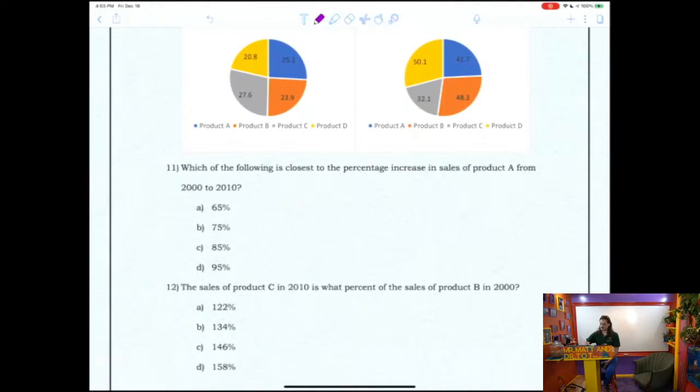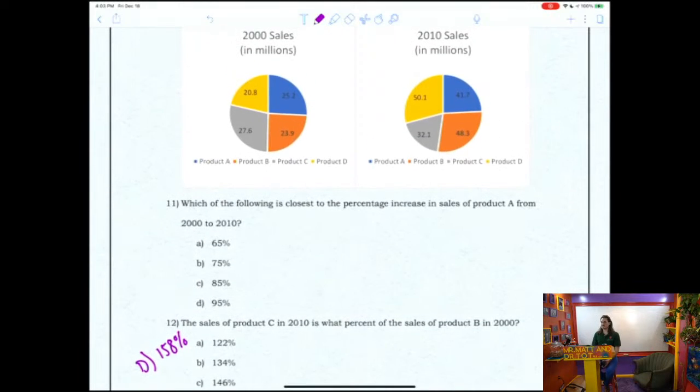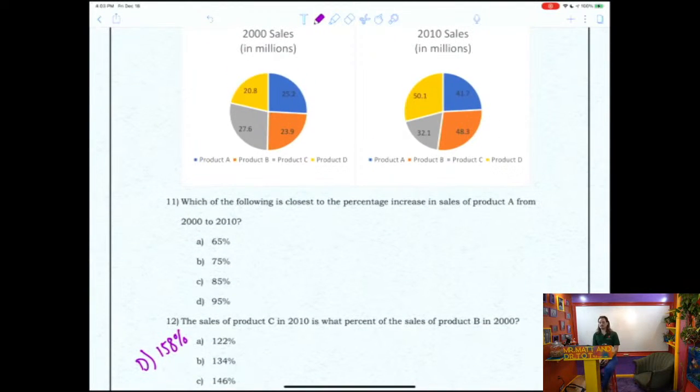And again, I'll have to write D over here. D is 158%. So we still have the sales in millions in years 2000 and 2010. Question 11 asks, which of the following is closest to the percentage increase in sales of product A from 2000 to 2010? Question number 12 asks, the sales of product C in 2010 is what percent of the sales of product B in 2000? So I'll give you 6 minutes, and about 2 minutes in, I'll start to solve.